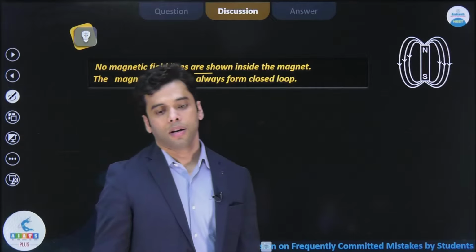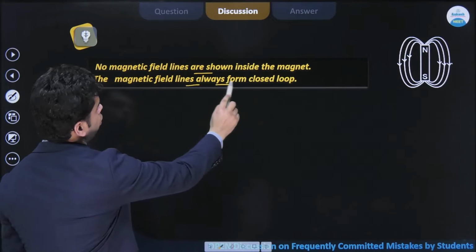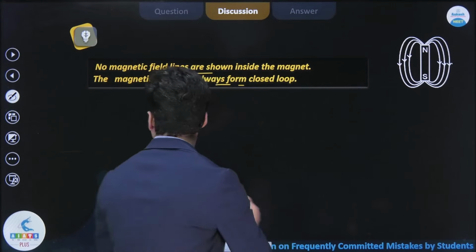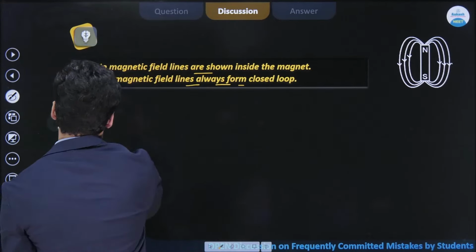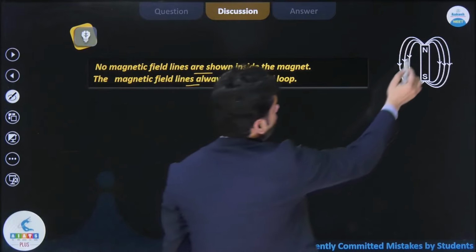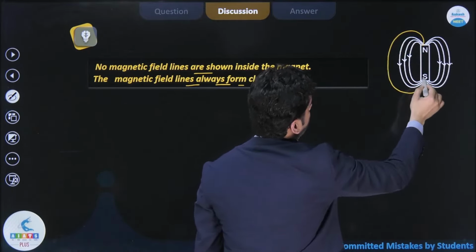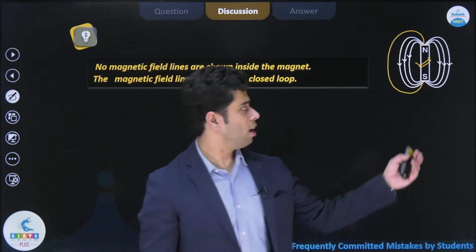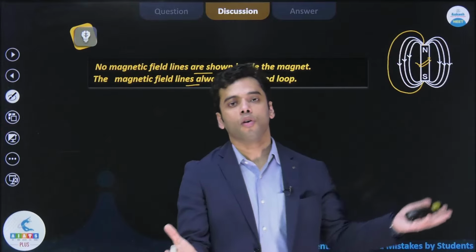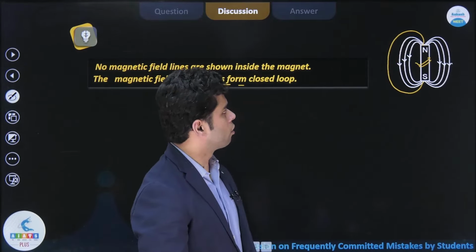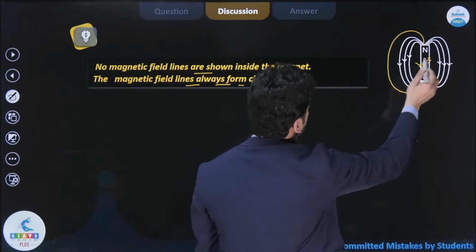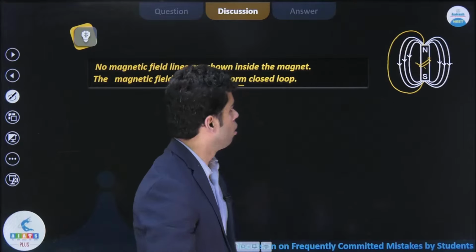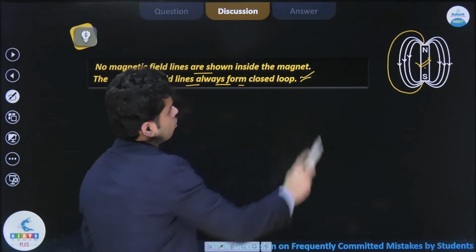Obviously because the magnetic field lines always form closed loops. In this diagram, field lines are shown from here, but no field lines are shown inside. And it cannot be that the field line comes here and terminates, because it is not forming a closed loop. So technically this is wrong because there are no magnetic field lines present inside the bar magnet. Magnetic field lines should be present inside the bar magnet also. So keeping in mind this property, this one is wrong.